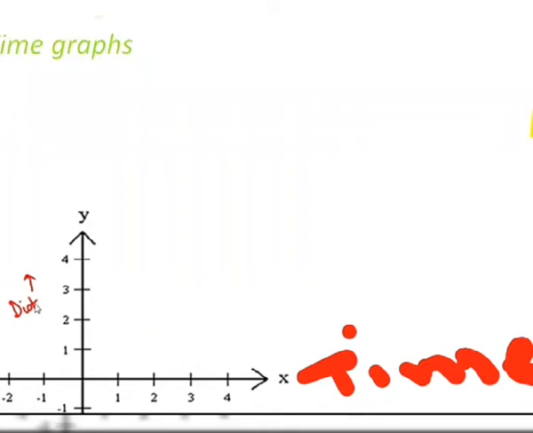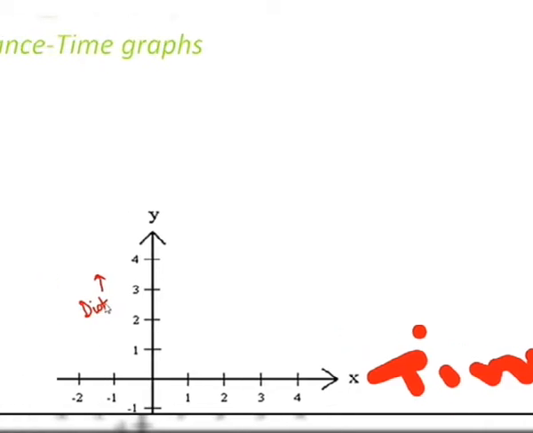Conventionally, the rule given by the scientists is that time should always be plotted on the x-axis and distance should always be plotted on the y-axis, because the x-axis is the independent axis, and as we know, time is independent. Time doesn't depend on distance, and the y-axis is a dependent axis, and distance is also a dependent quantity. That is why distance is plotted on the y-axis.